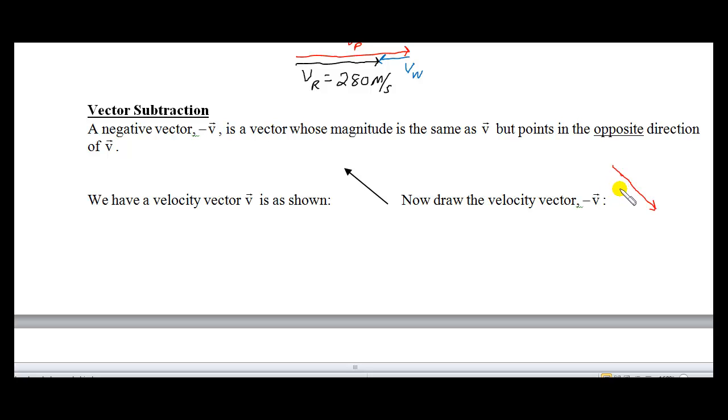And this should be your result. Notice it has the same relative length as this one over here, but it's going in the opposite direction. So that's what we mean by a negative vector: same magnitude, going in the opposite direction.